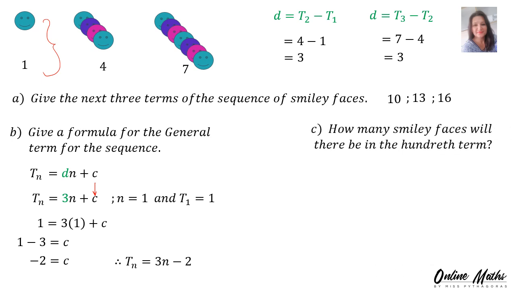Now number C says, how many smiley faces will there be in the 100th term? And now this is where we won't add 3, 3, 3 until we get to term number 100. That will take forever. We will use the formula for the general term of the sequence. Therefore, we worked it out. Tn is equal to 3n minus 2. Now, in n's place, we substitute 100, and then that means the 100th term's value is 298.